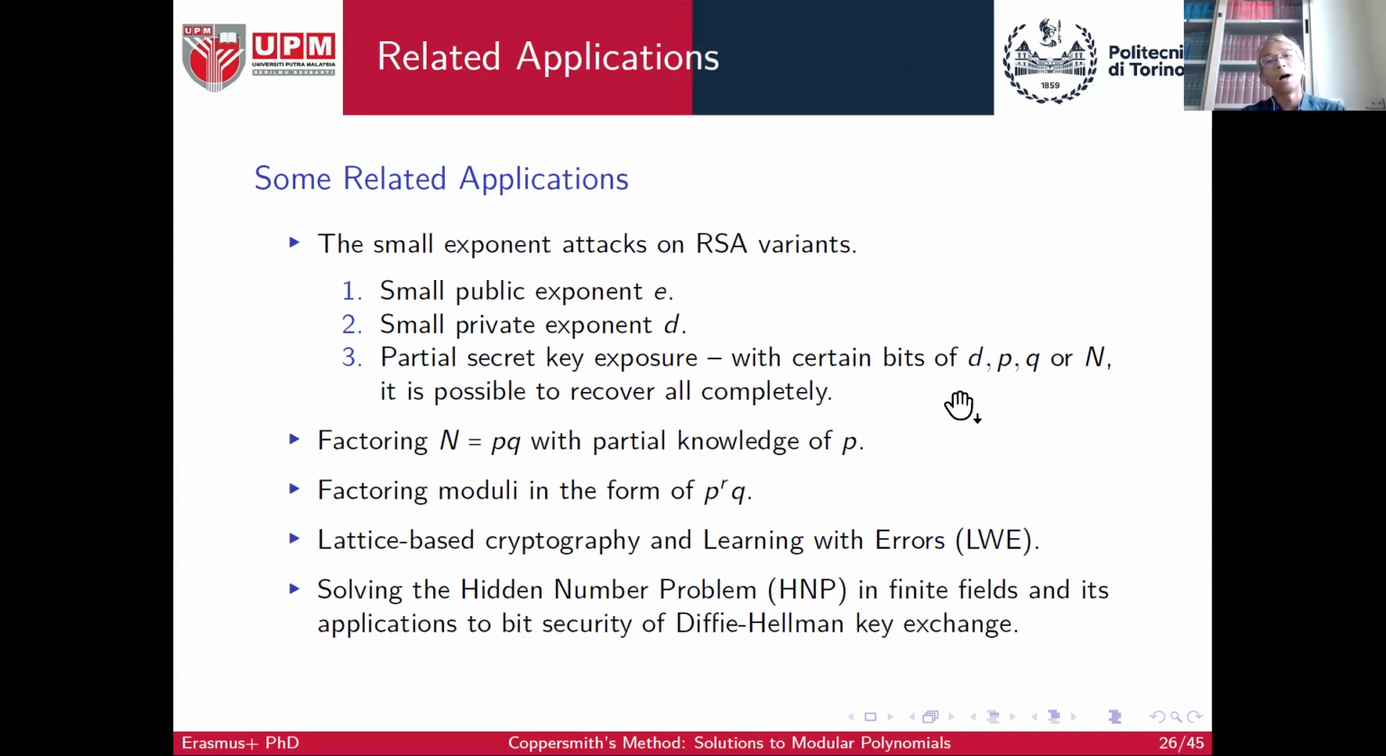And since, like I mentioned earlier, it involves lattices, even learning with errors also uses the Coppersmith method to analyze the scheme. And the latest research trend is that some also apply the Coppersmith method in solving the hidden number problem. This is the problem introduced by Boneh in an attempt to analyze the Diffie-Hellman key exchange from another perspective. It's also quite interesting and worth going through if you are interested.